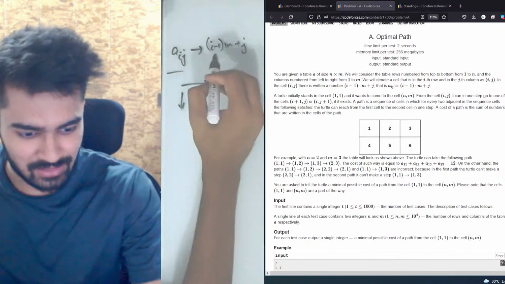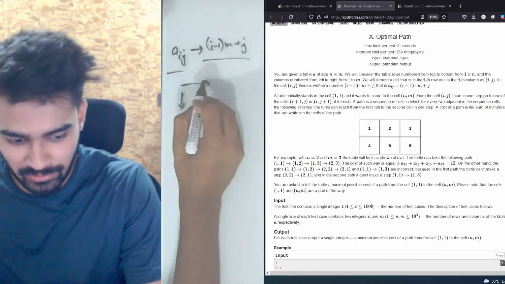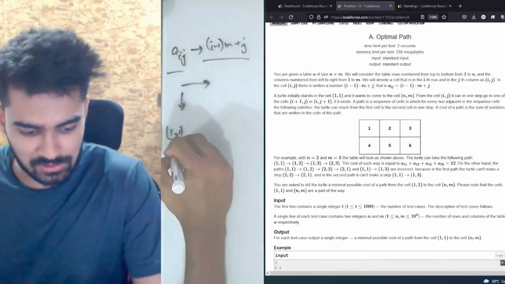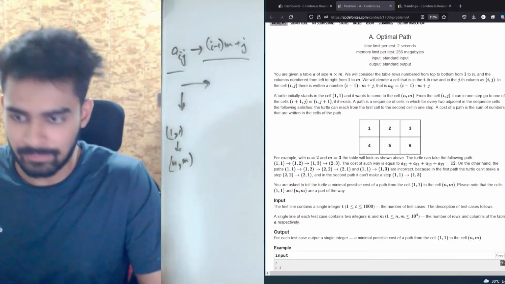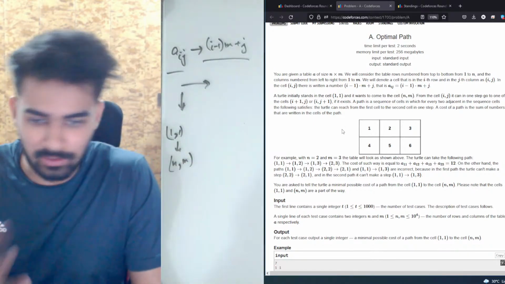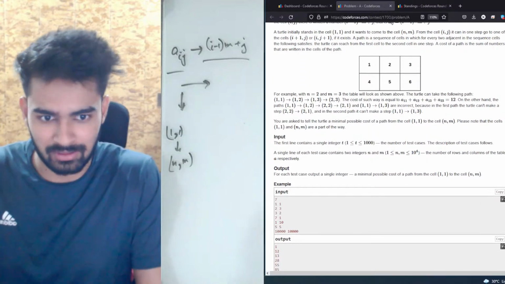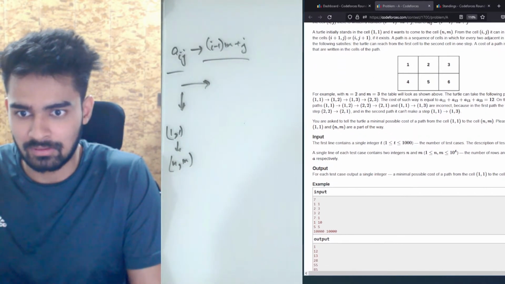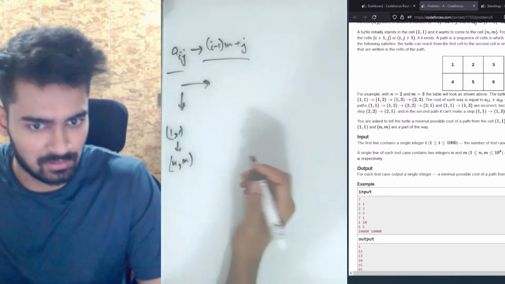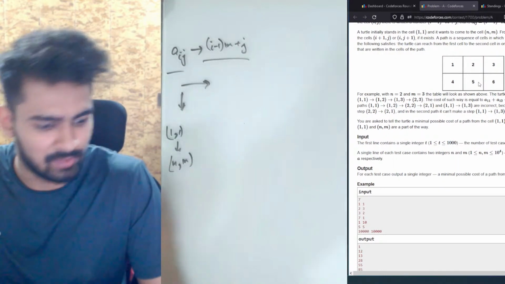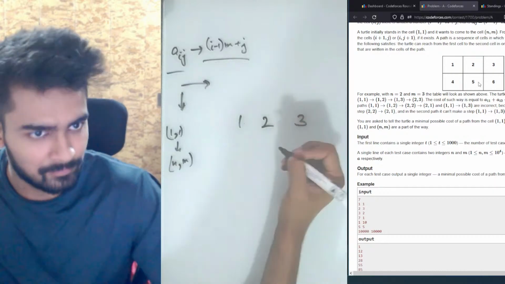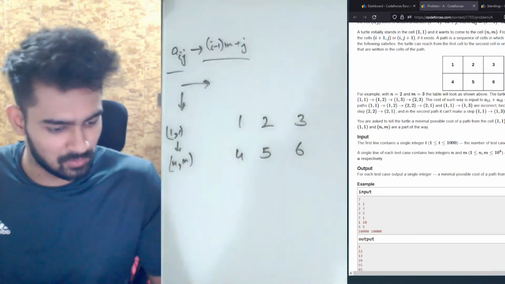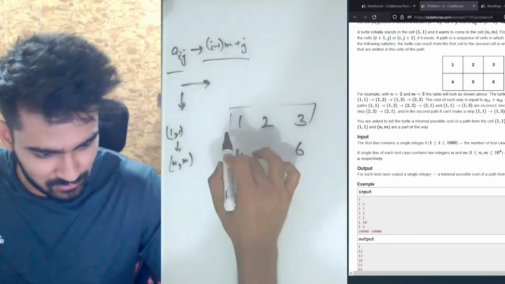So a_ij is (i minus 1) times m plus j, and we can only go in the right direction or in the downward direction. We need to start from (1, 1) and reach (n, m), and find the minimum possible sum. So let's look at the very first example. We have 1, 2, 3, 4, 5, 6. How I did it was I just found this path.